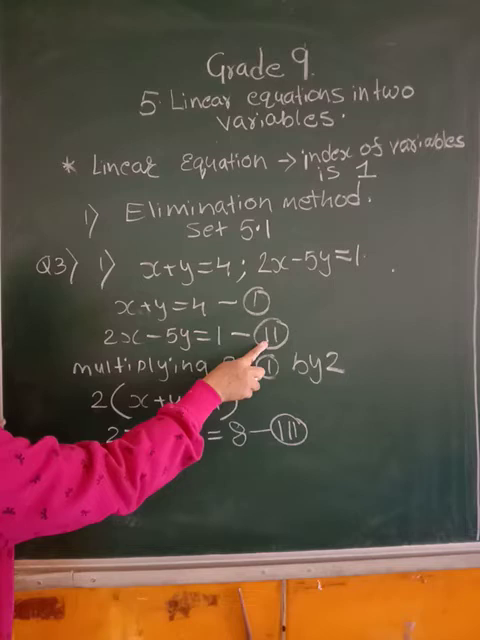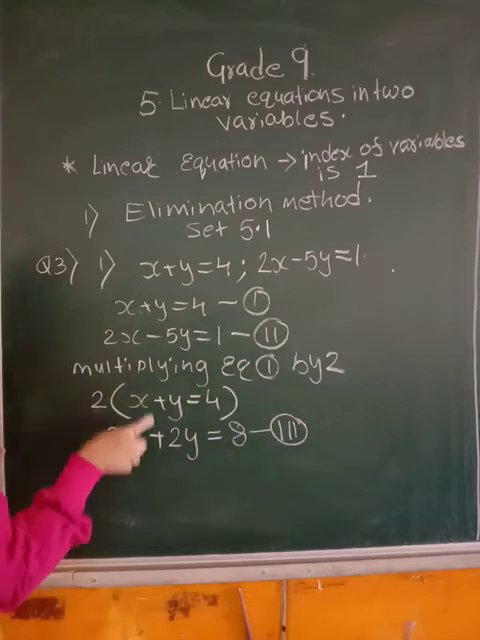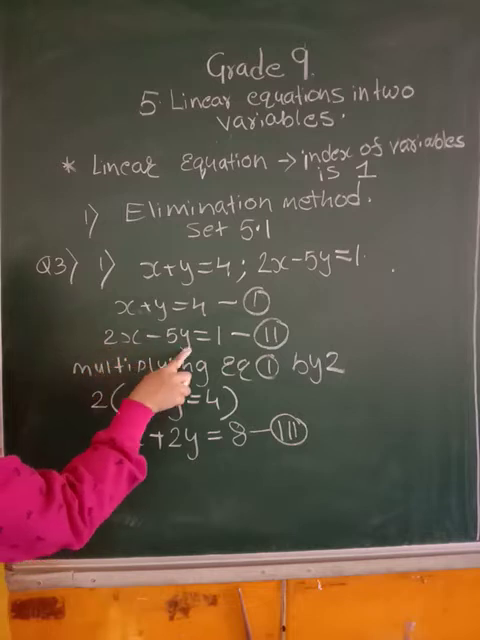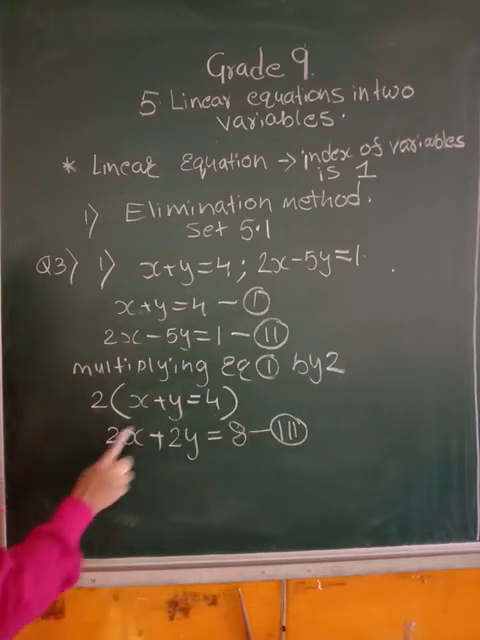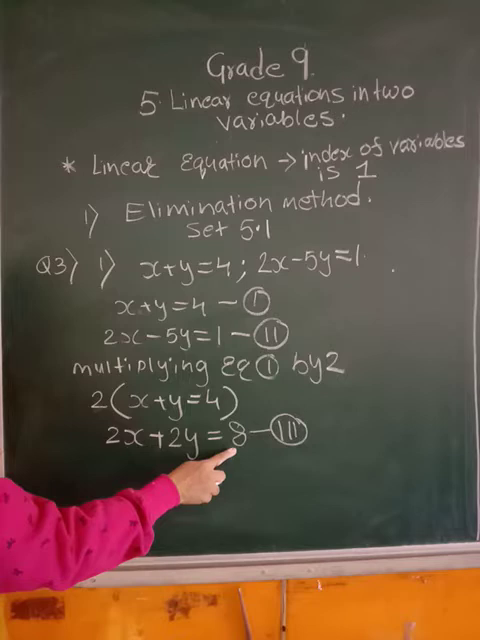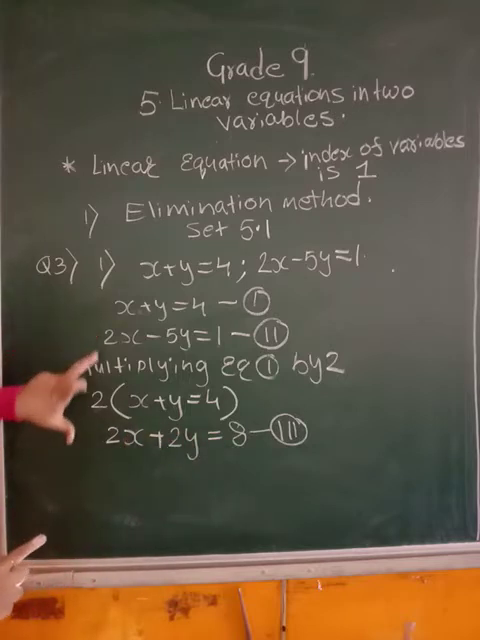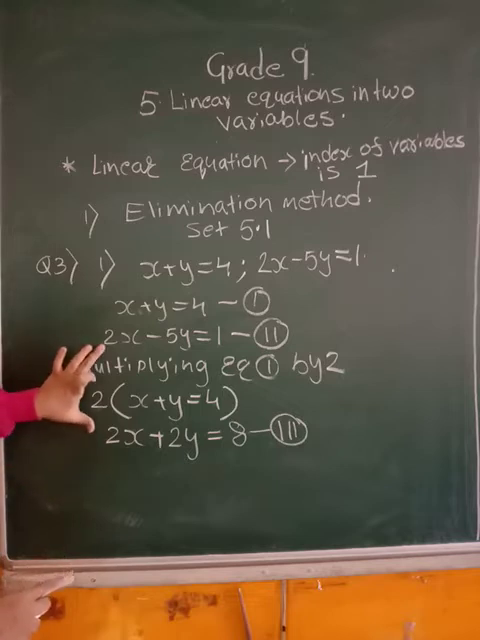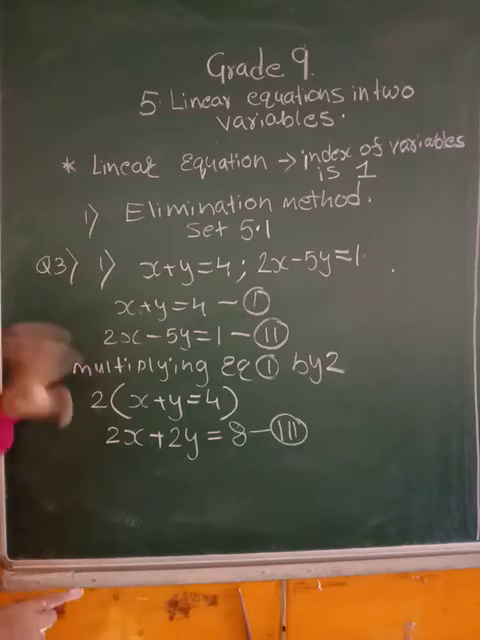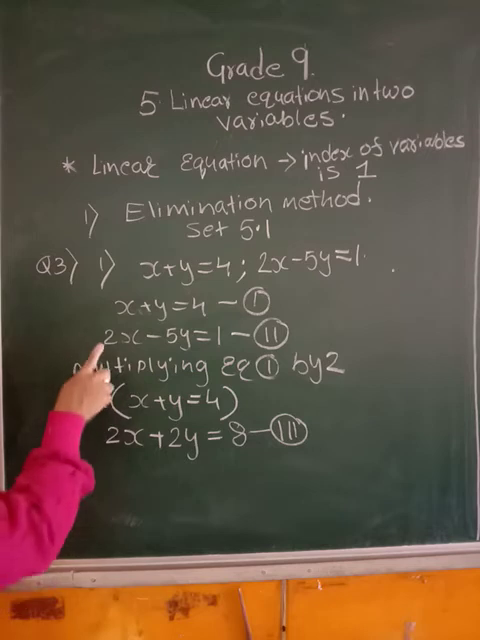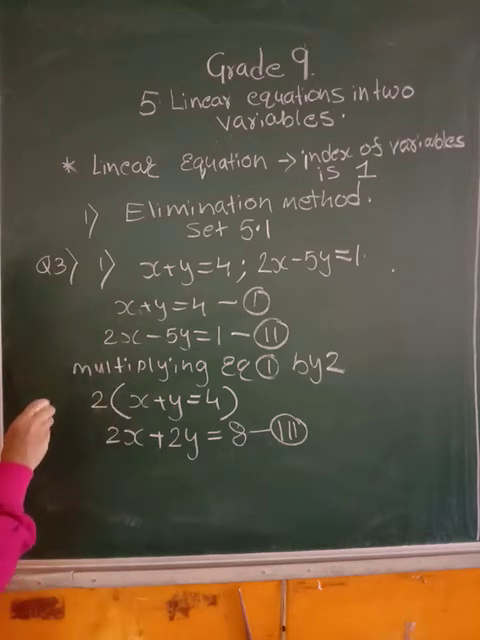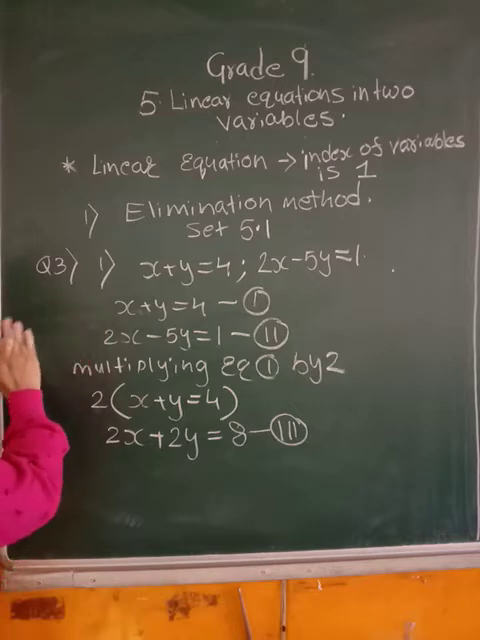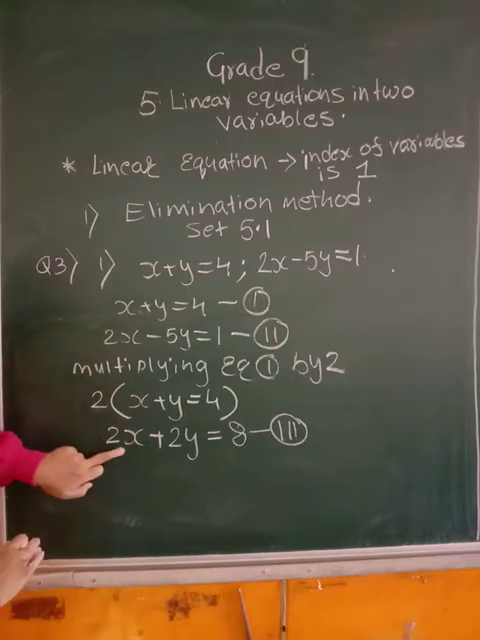Now we will consider only the second and third equations. The second equation is 2x minus 5y equal to 1. The third equation is 2x plus 2y is equal to 8. Now in these two equations, the x coefficient is the same. What operation should I do so that x will go out? What minus what will be 0? For example, 2 minus 2 will be equal to 0. That means I have to do subtraction of these two equations.